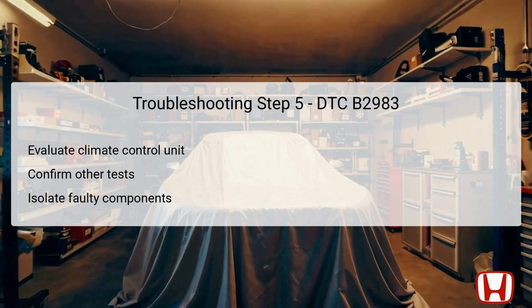Conduct a thorough assessment of the unit, checking for known defects or operational failures that would lead to the DTC being stored. Isolating the climate control unit as the faulty component is crucial. Fixing or replacing it can restore full functionality to the HVAC system. Remember, each test and evaluation helps narrow down the sources of the issue, ensuring efficient resolution and vehicle reliability.